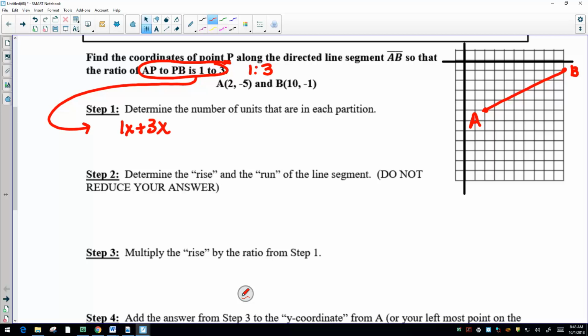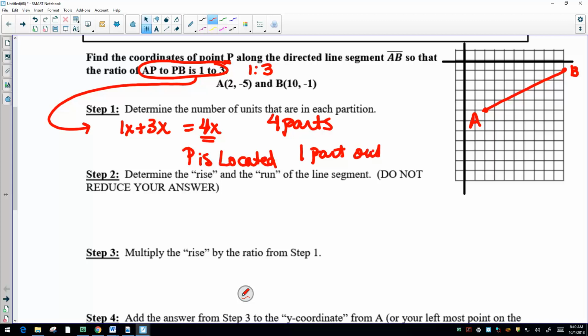So I'm wondering how many somethings, how many parts am I going to be putting this into? So this is telling me I have a total of 4 parts. So I want to split that segment up into a total of 4 parts. And where I put point P, since it wants it in a 1:3 ratio, it's saying, okay, I need to put P 1 part the way out of a total of 4 total parts. So I want to keep that in mind.